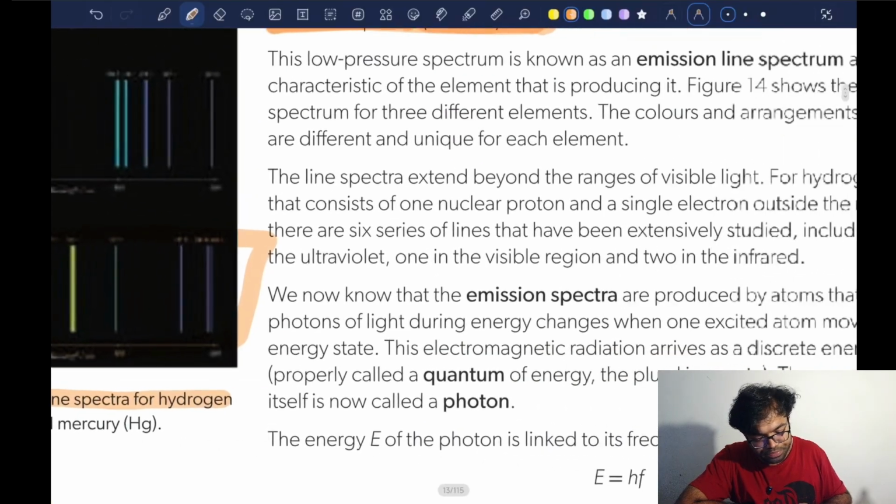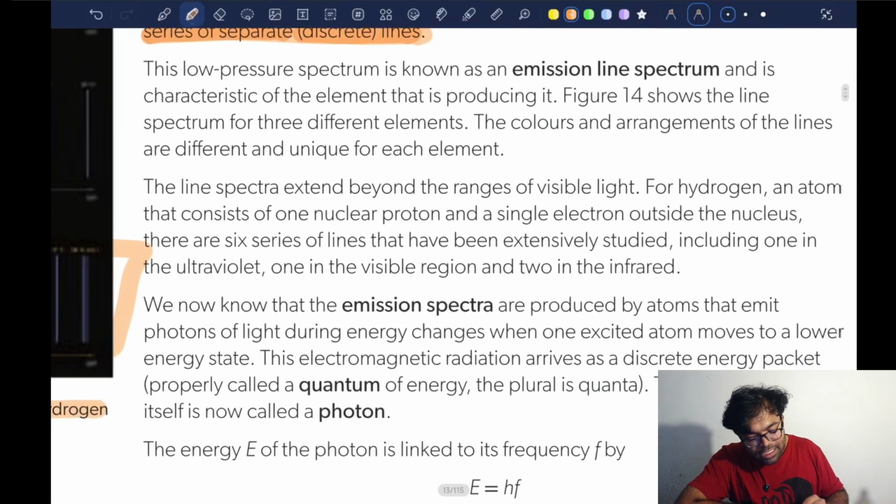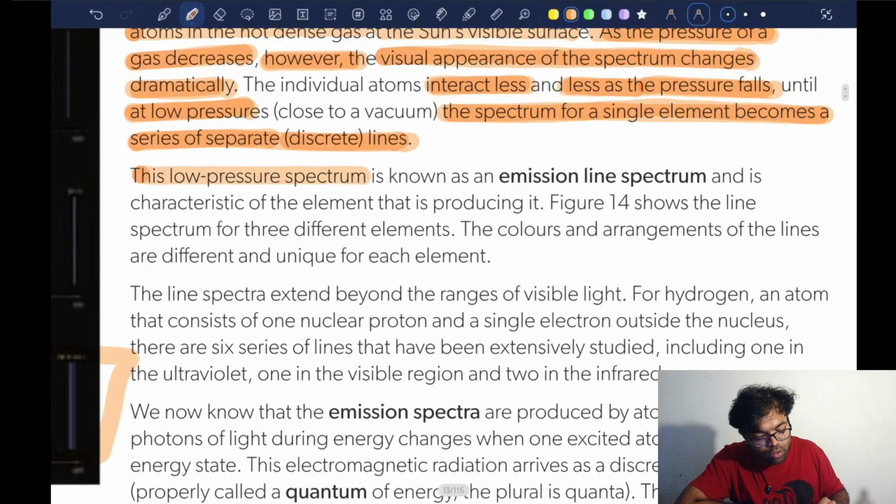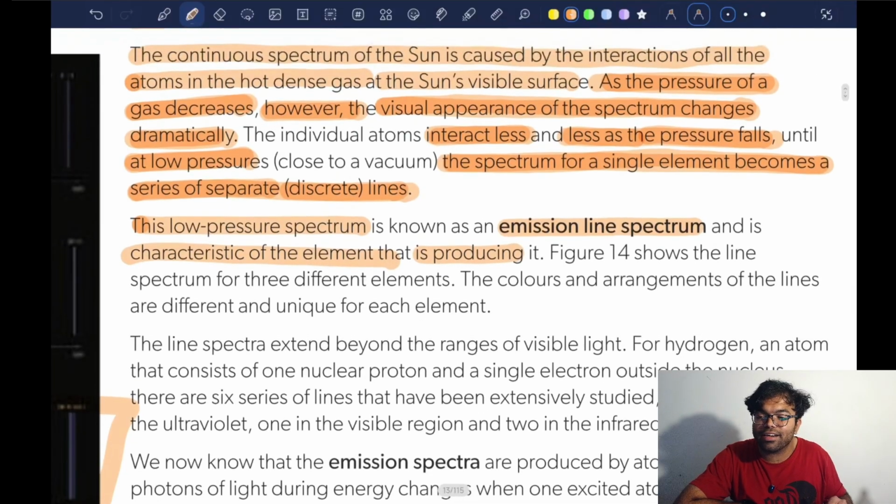The low pressure spectrum is known as the emission line spectrum and is a characteristic of the elements that produce it. Why do we call this a characteristic? Because these emission spectra can be used to identify the elements.